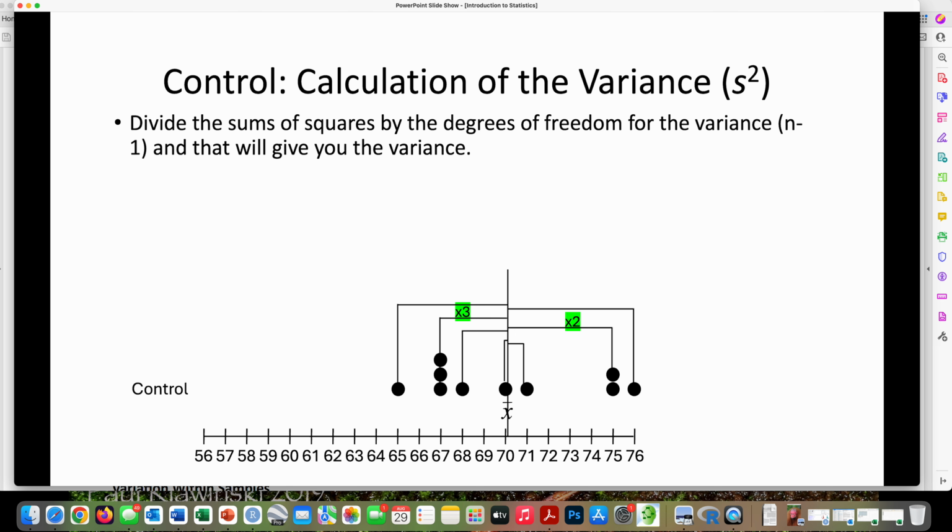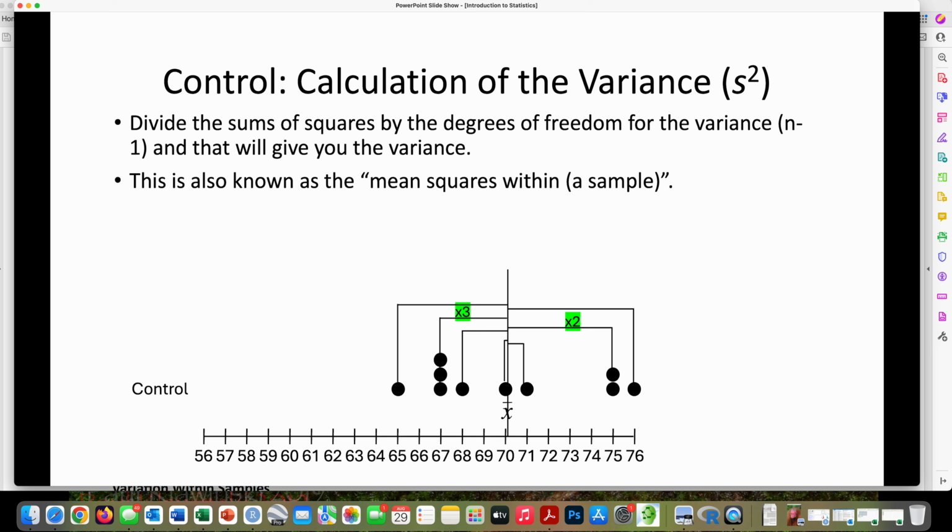to get the variance though, we then divide that by the degrees of freedom, which in this case is the sample size minus 1, and that will give you the variance. So the variance is also sometimes known as the mean squared, because it's the average variance of the sample. It's the average deviation from the mean. So it's kind of like the mean in that you add all of them up and then you divide by sample size. In variance, you add the deviations up and you divide by the sample size minus 1.